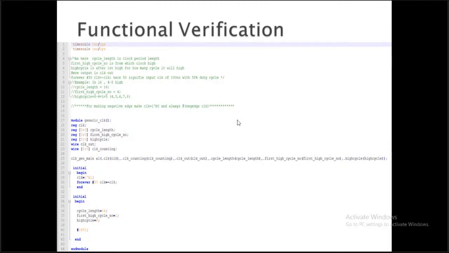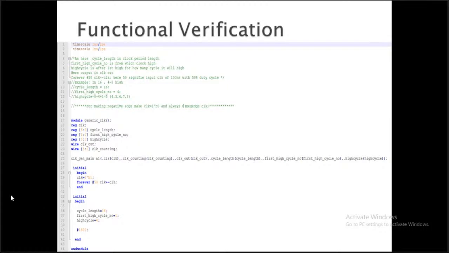For verifying this clock, we provide the clock cycle length, which should be 16 cycles. Then the first high cycle is 1 and then 4. It means out of 16 clocks, it will be high for the first 4 cycles and for the rest it will be 0. So the duty cycle of this clock will be 1/4, that is 25%.